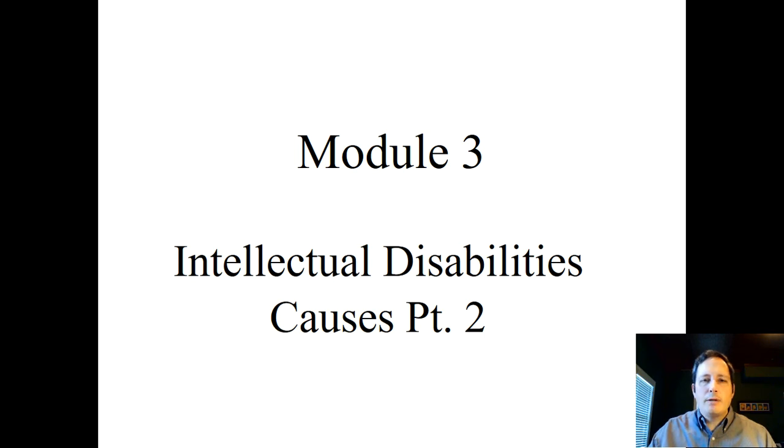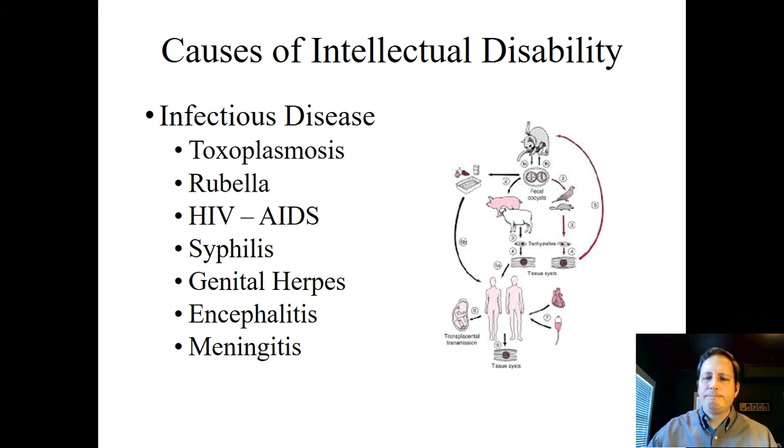So now we're in Module 3, and we're going to talk in a little more detail about intellectual disabilities and their causes. In Module 2, we reviewed some of the biological, genetic, and chromosomal influences, and now we're going to get into some outside influences, sometimes referred to as teratogens. Teratogens are any outside influence that harms the development of a fetus while in utero. Let's talk about a few infectious diseases that might cause some of these intellectual disabilities.